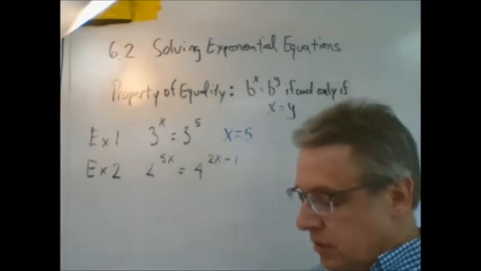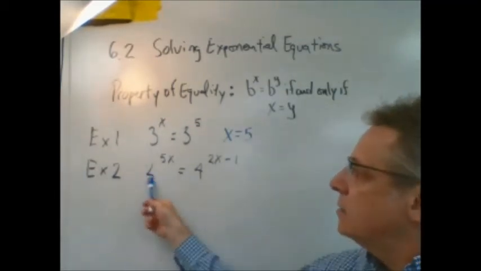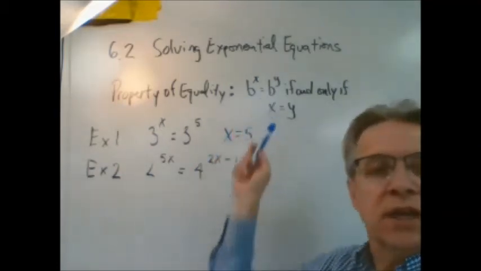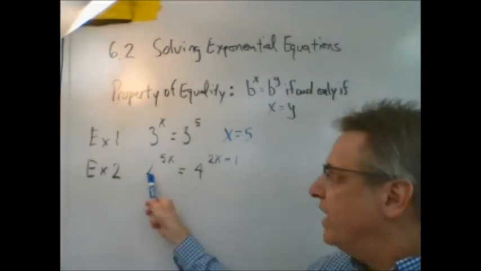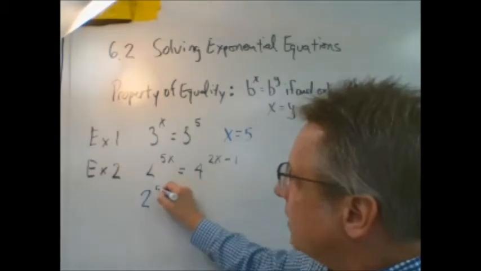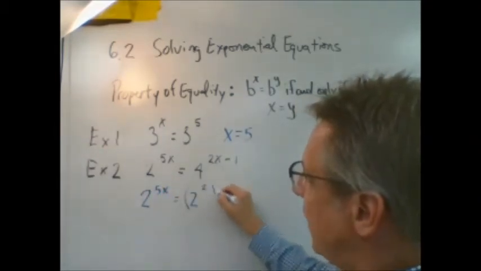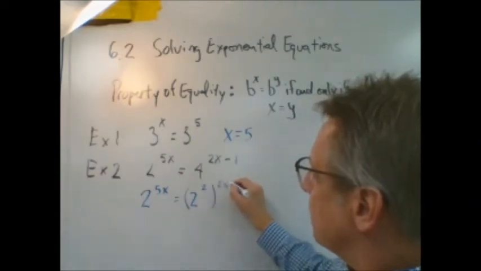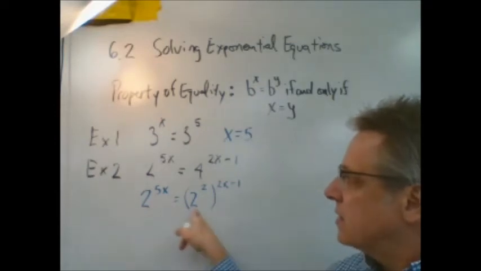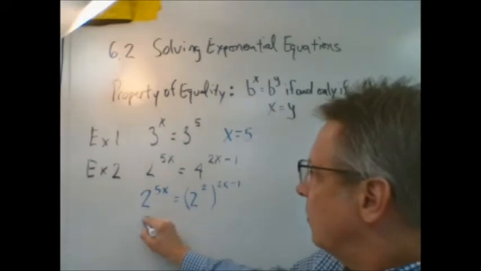The second example is a little harder. It involves, again, 2 exponential functions set equal to each other. It kind of looks like b^x equals b^y, except the bases aren't the same. And so what I'm going to do here is I'm going to rewrite this base to be 2 to the second power. And now, since the bases are the same, we can just solve the equation that comes out of the exponents.